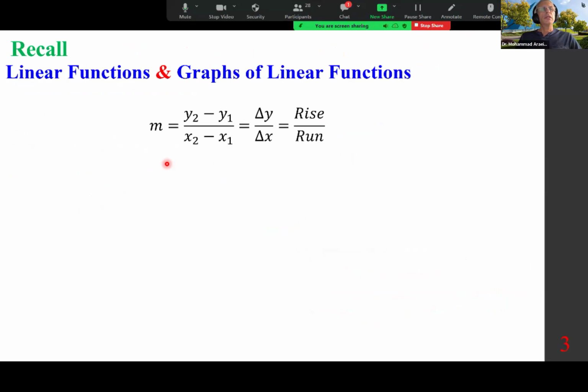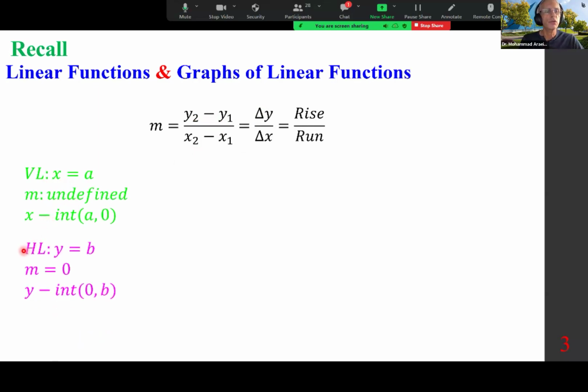Reminding everybody of linear functions and starting with slope. M is rise over run, delta y over delta x, which means change in y, y sub 2 minus y sub 1 over x sub 2 minus x sub 1. Vertical lines are in the form x equals a with slope which is undefined, with x-intercept (a, 0) with no y-intercept.